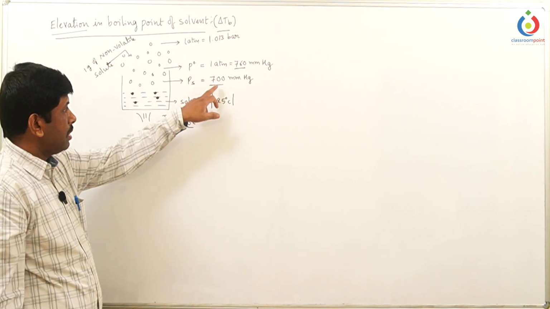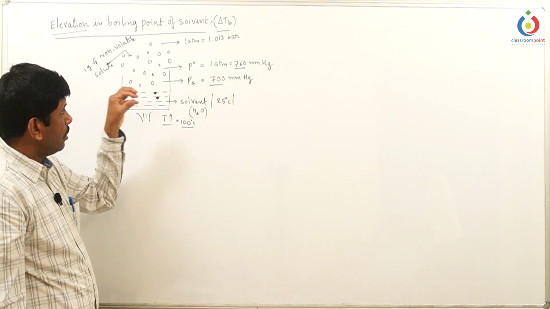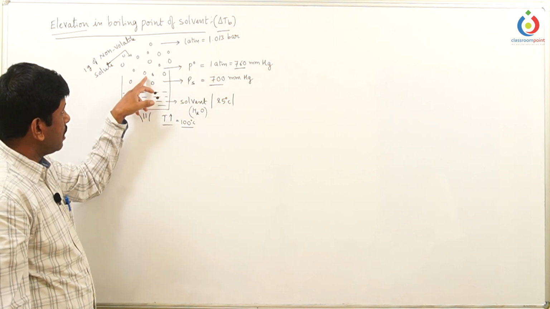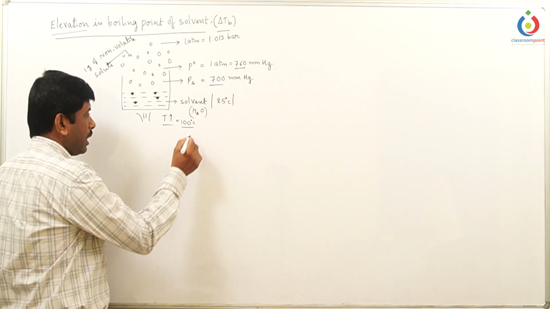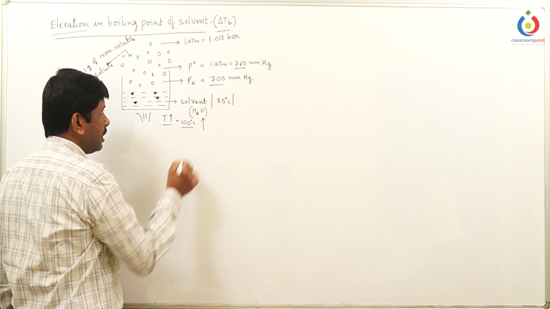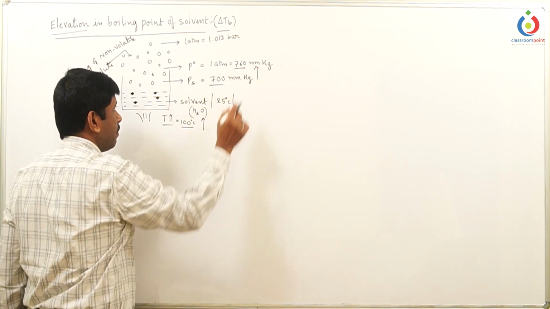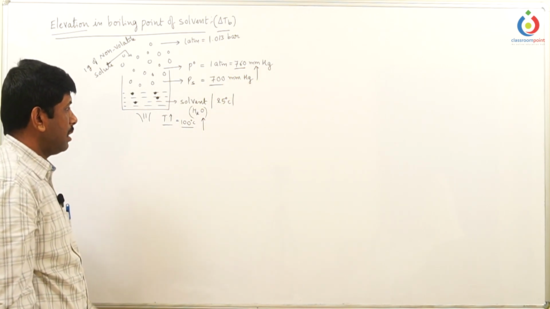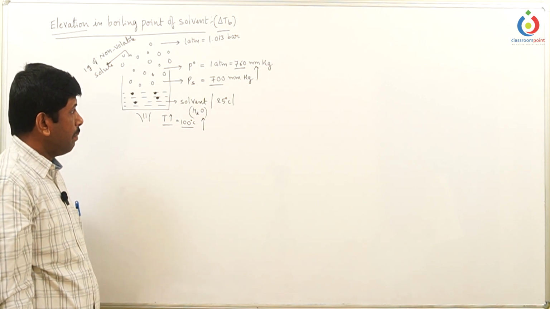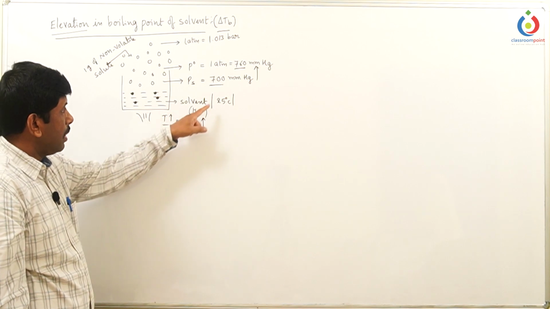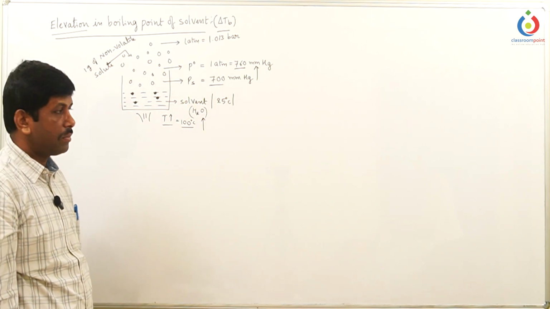That means this is not sufficient to equal the 1 atmospheric pressure. So to make the vapor pressure of this solution equal to atmospheric pressure, we need to raise the temperature beyond 100 degrees centigrade. Then its pressure starts increasing and becomes equal to 1 atmospheric pressure. Then the solution starts boiling. That means indirectly the solvent boiling point is raised by adding some amount of non-volatile solute.